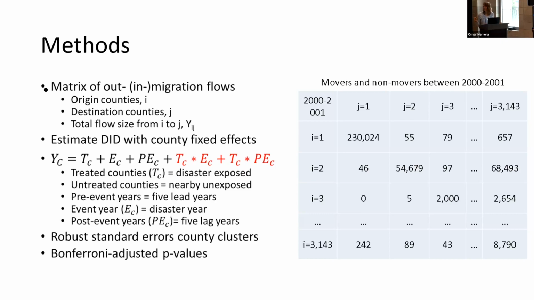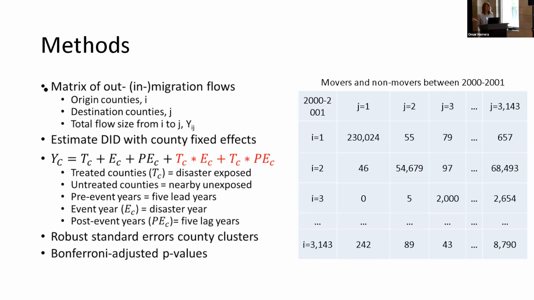So the event year is the year of the disaster, which in the county flow data would be the pair of years that starts with the disaster year and then the subsequent year, to capture anybody who moved as a result of the disaster. And then the post-event years would be on average a 5-year period after the disaster. Sometimes we have to adjust that number because of issues with the data.